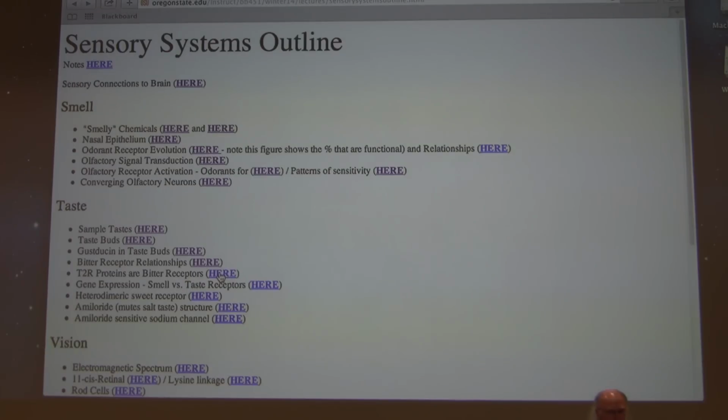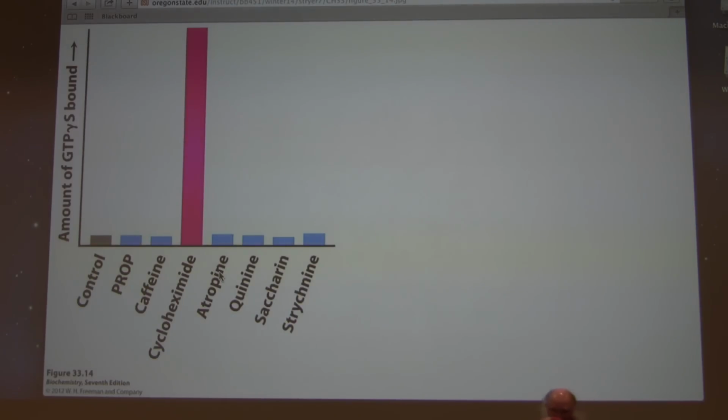If we look at a particular receptor, we can actually look at the signaling that a particular receptor does by the amount of GTP bound at the G protein. We feed these various chemicals to the receptor and see which one of them causes the G protein to get loaded with GTP. In this case, the only one that caused the G protein to get loaded was cycloheximide, which is a very bitter compound. So that's the way in which we can test individual receptors and determine what they actually are binding to.